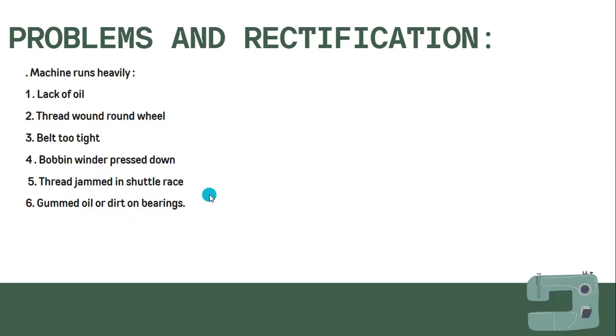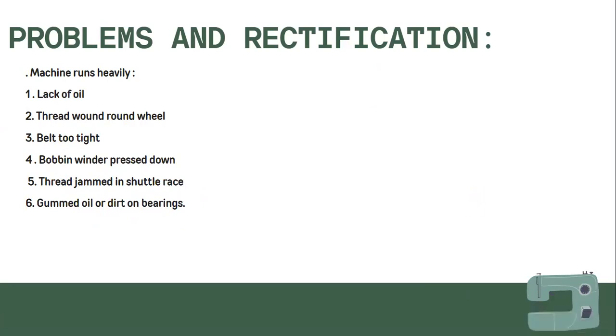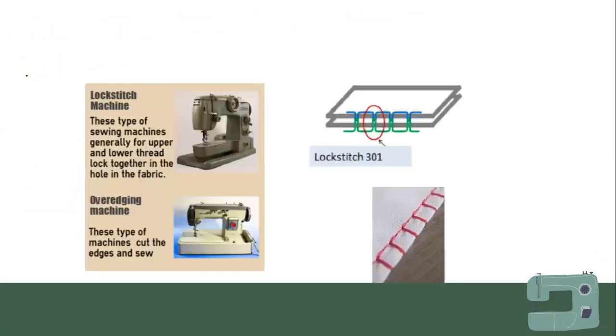So all these things can lead to a heavy running machine. It becomes very hard to run the machine. So these are the different problems and rectification of sewing machines.